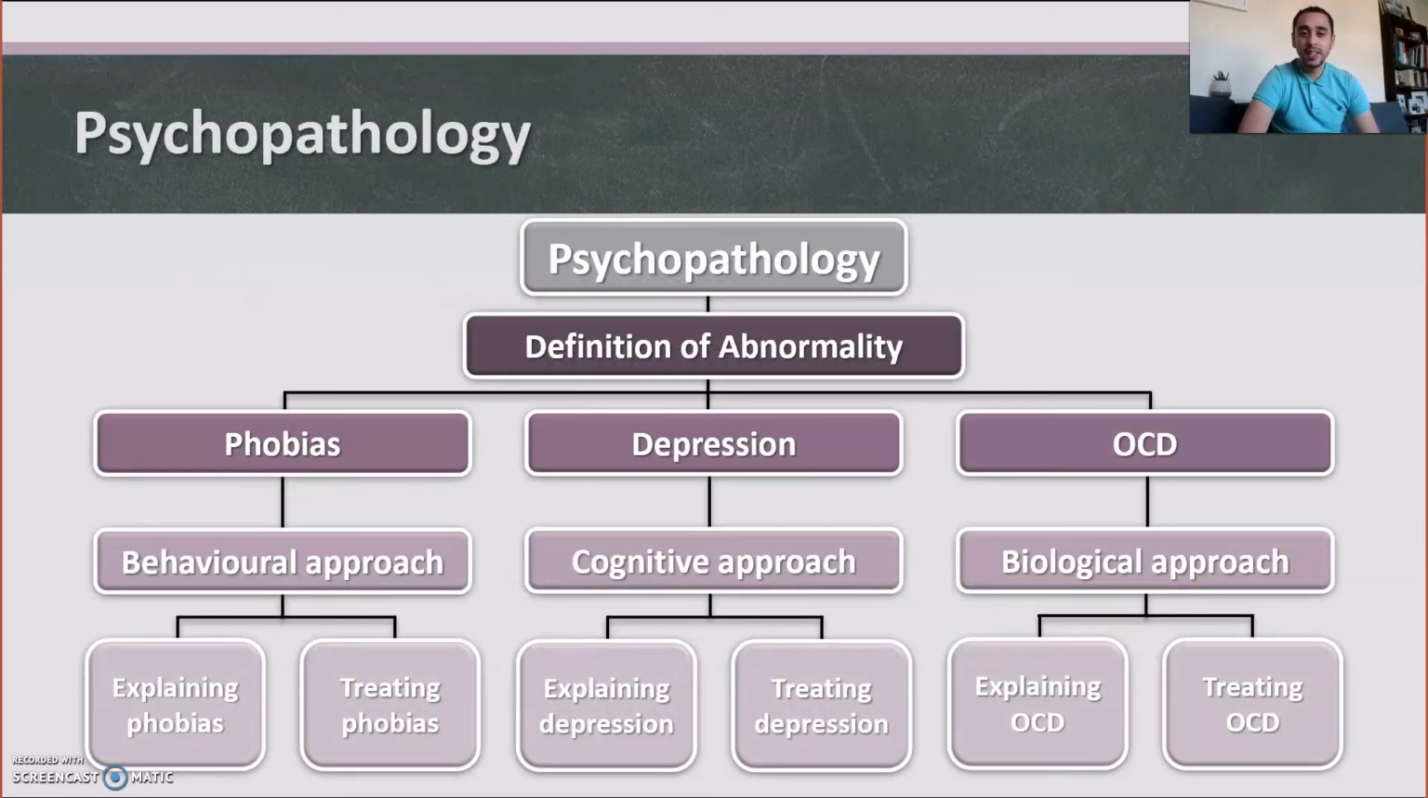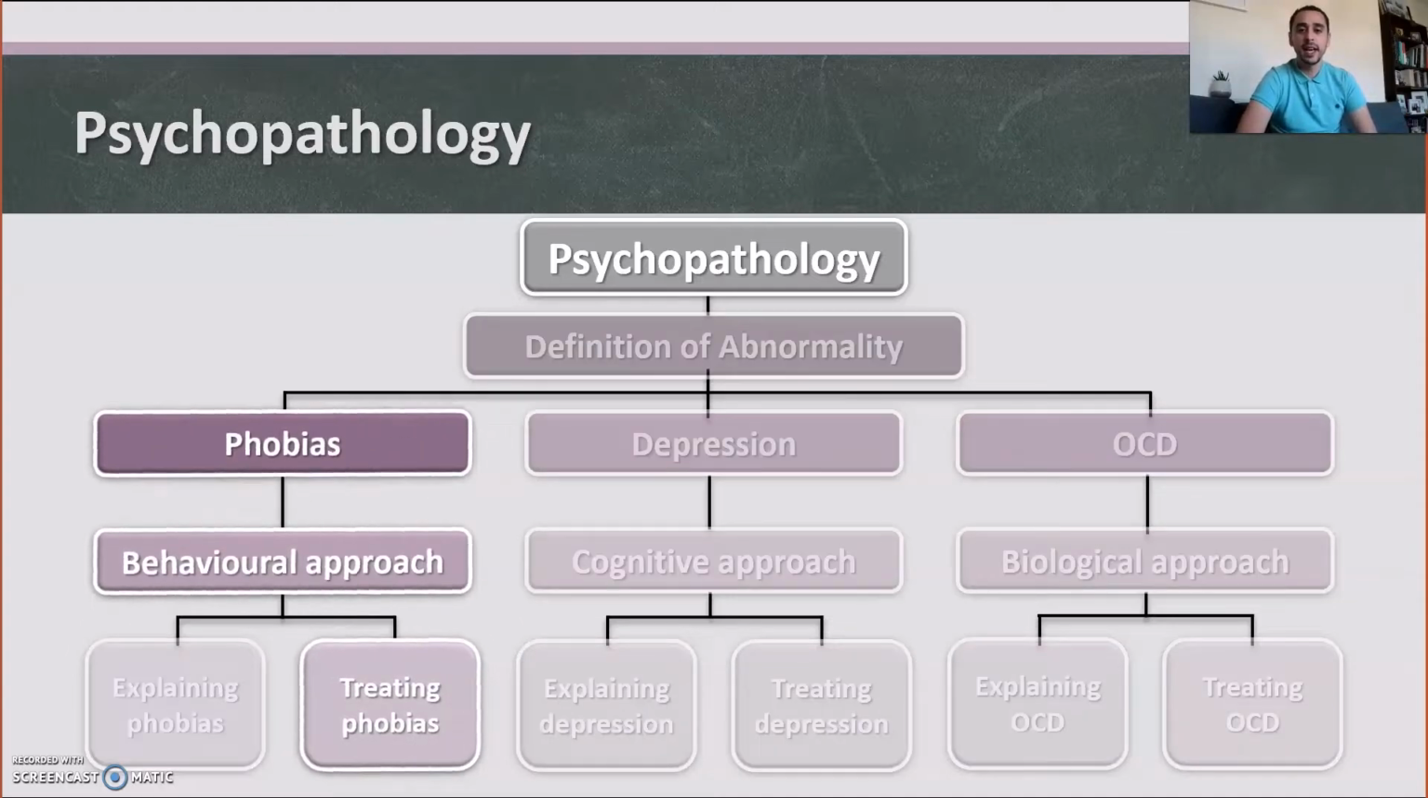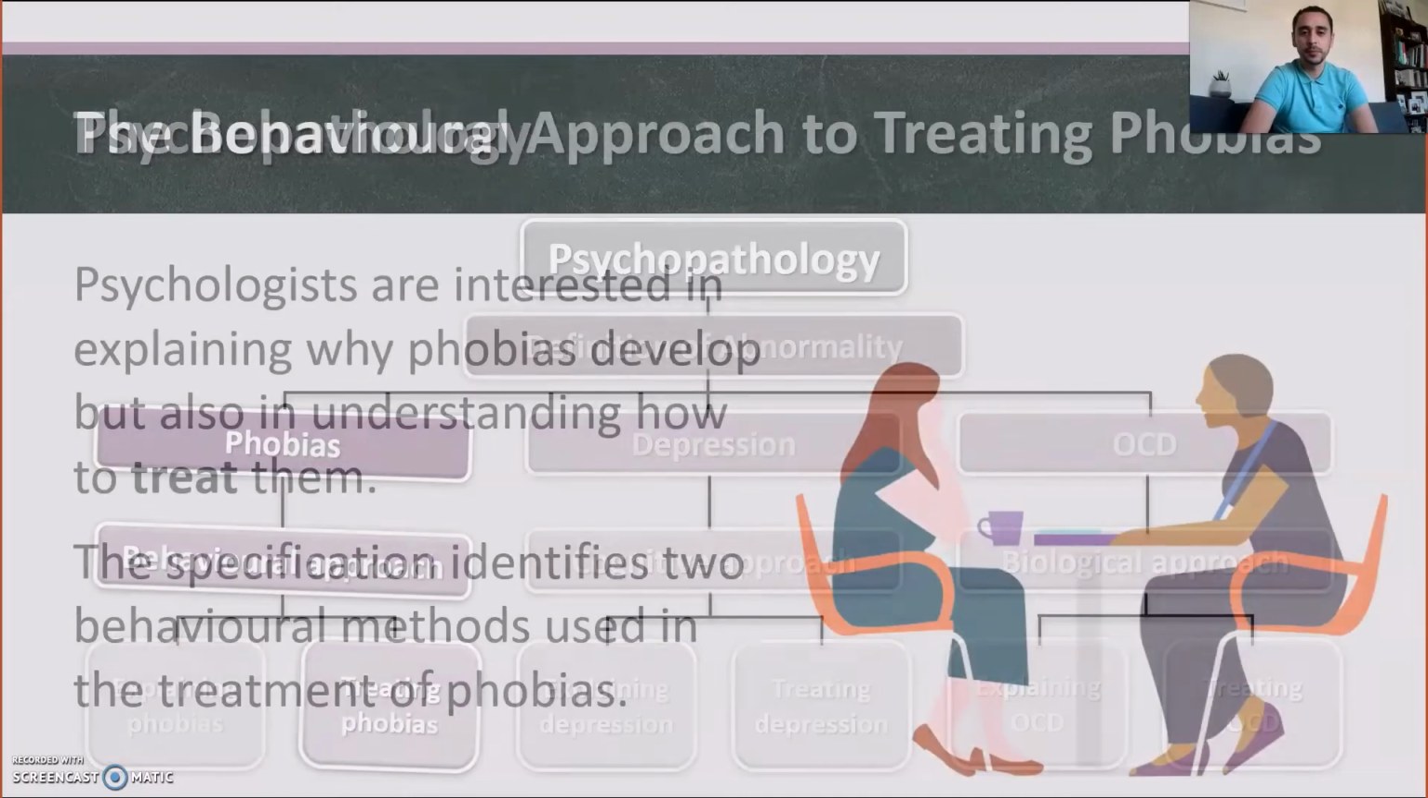So here we are in the unit. We've done two lessons on the definitions of abnormality. We had a look at phobias, depression, and OCD. Last lesson we had a look at the behavioural approach to explaining phobias, and we are here today. We are looking at the behavioural approach to treating phobias.